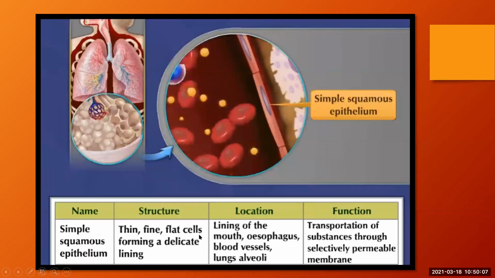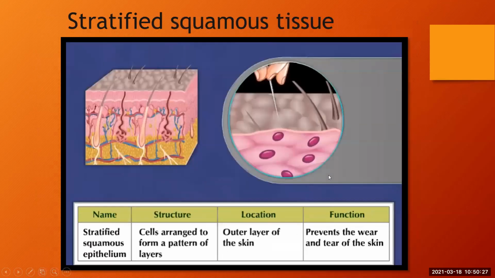So the first is simple squamous epithelium. The structure is thin, fine, flat cells forming a delicate lining, and they are located at the mouth, esophagus, blood vessels, lungs, alveoli, and their function is the transportation of substances through the selectively permeable membranes. The second is stratified squamous tissue. The structure of it is cells arranged to form a pattern of layers. We can see here they are arranged like layers, and the outer layer of the skin is made up of stratified squamous tissue, and the function of it is to prevent the wear and tear of the skin.